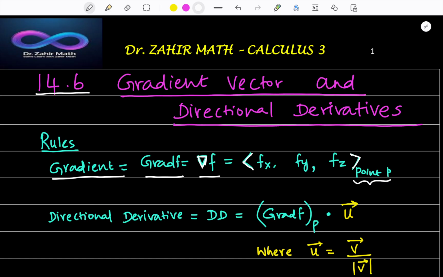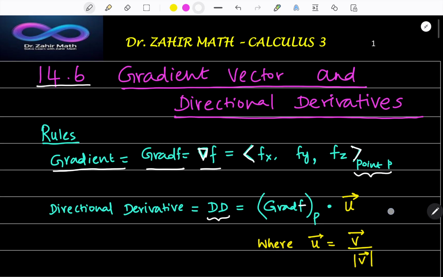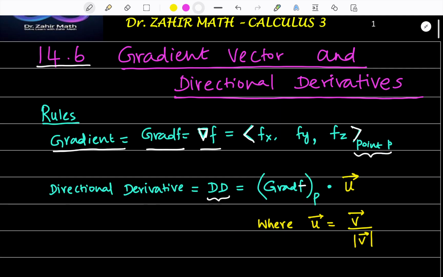The next formula is for the directional derivative. In short form, we call it DD, which is equal to grad f at the point P dot the u vector. And the formula for the u vector is the v vector divided by the absolute value of the v vector. So if you want to find the directional derivative, you need the gradient. Suppose the question says find the directional derivative only. In that situation, you still need to find grad, because the gradient is there in the formula of the directional derivative. Just remember the two formulas.